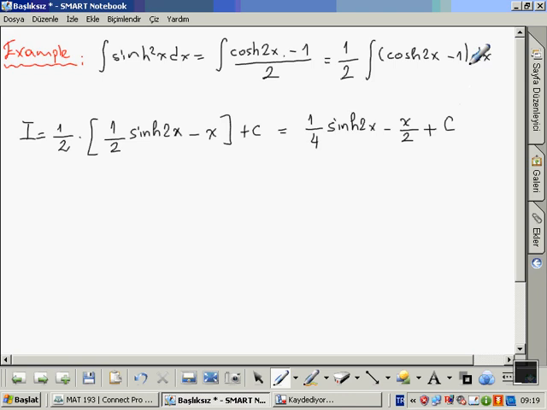Okay, let's talk about the cosh x graph and the sinh x graph, and so what can we say about the inverse hyperbolic functions, okay?